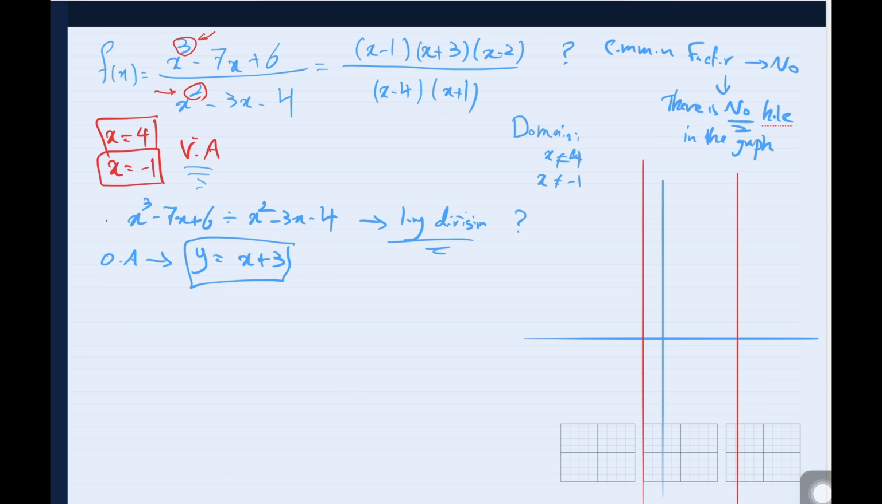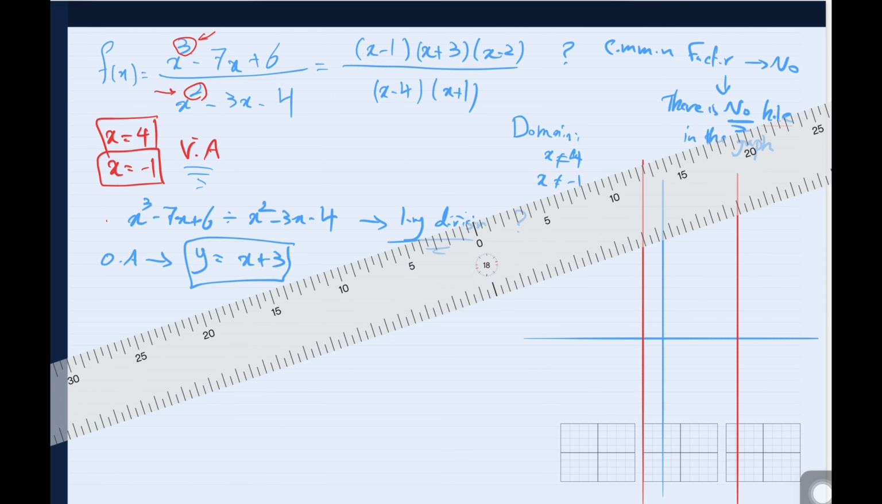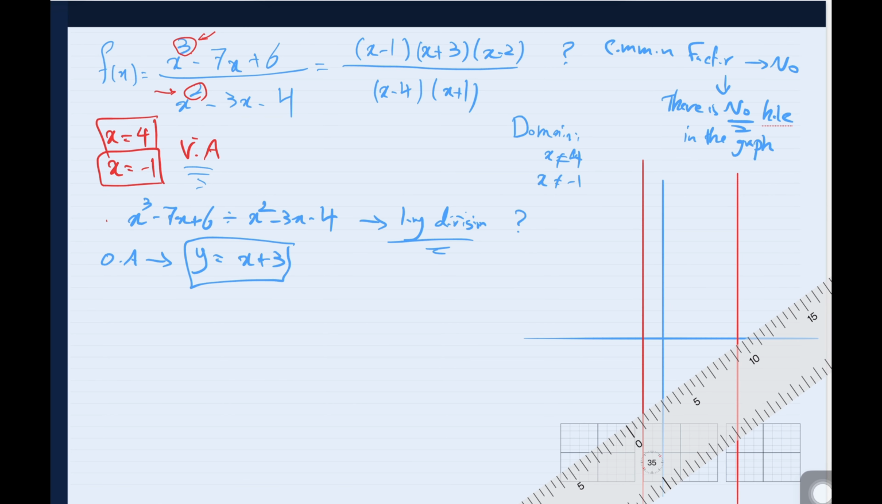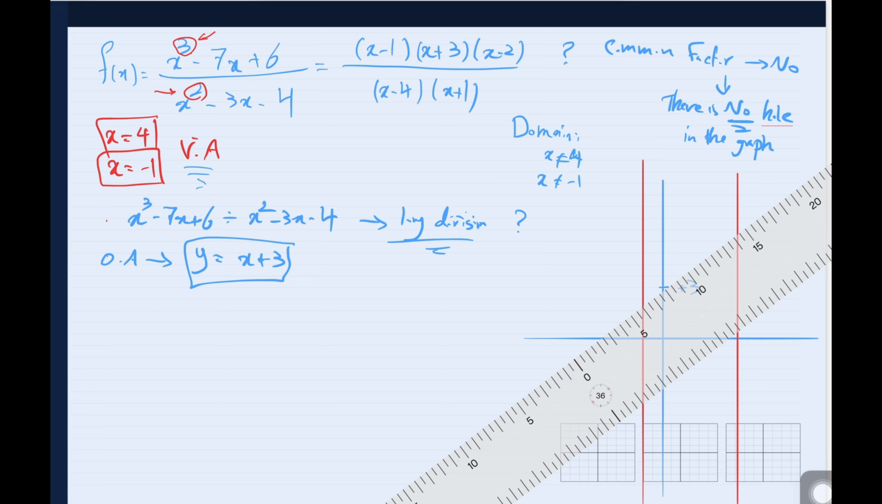Now, I also got one oblique asymptote. If this is plus 3, then I have an oblique asymptote like this.